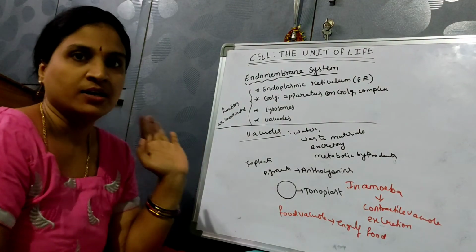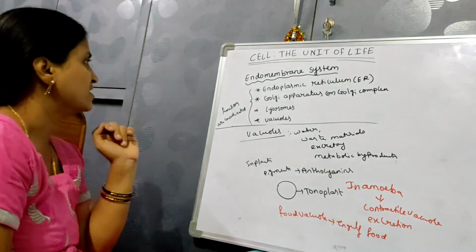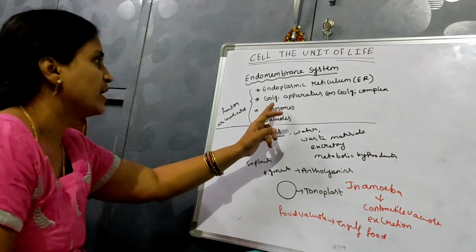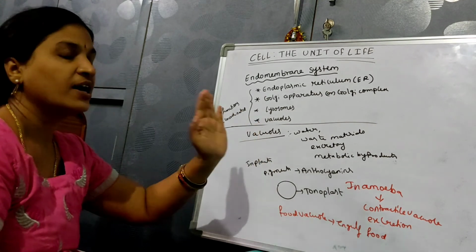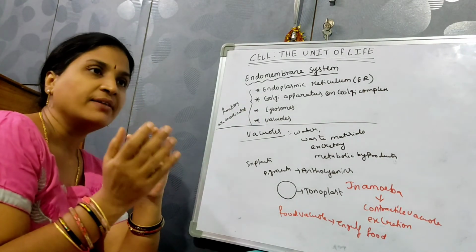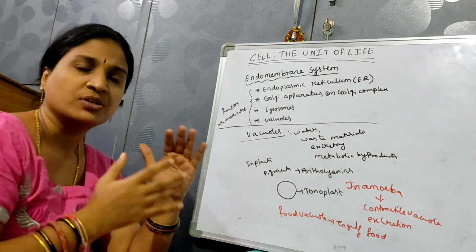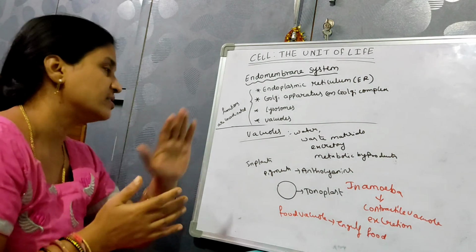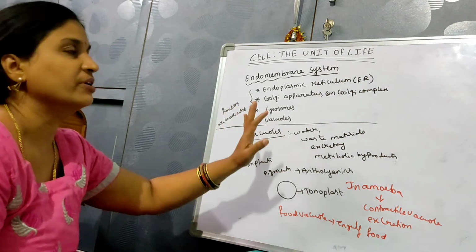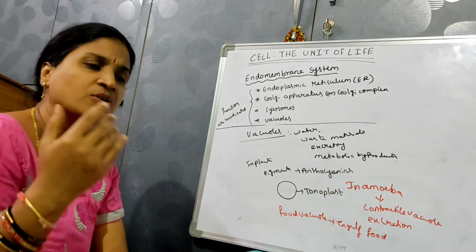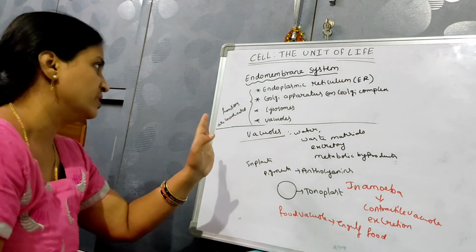Now, just an outline of this lecture. The endomembrane system includes the endoplasmic reticulum, Golgi apparatus, lysosomes, and vacuoles. They are membrane bound, and they are closely related in terms of structure. At the same time, their functions are coordinated. Hence these are included in the endomembrane system. Whereas the mitochondria and chloroplasts have different functions, so they are not included in the endomembrane system.